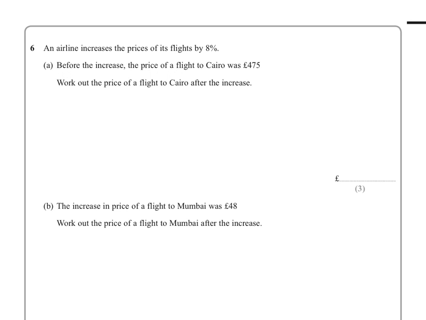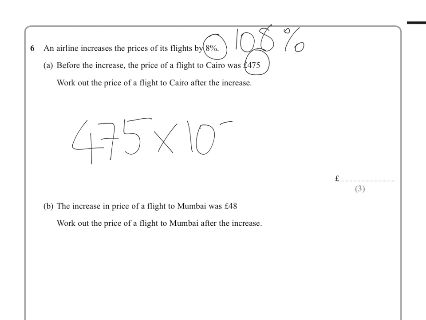Before the increase, the price of a flight to Cairo was £475. So if you're flying to Cairo, the price you'd pay, i.e. 100% of the price that you pay, would be £475. But now the airline have increased the prices by 8%. So we're now paying, rather than 100%, we're paying 108% of the original price. So £475 times 108% equals £513.